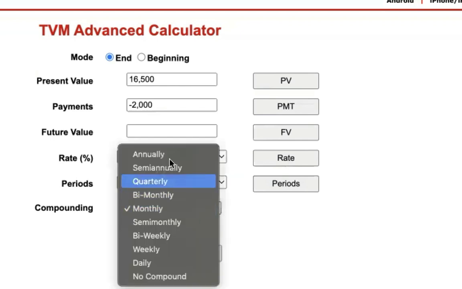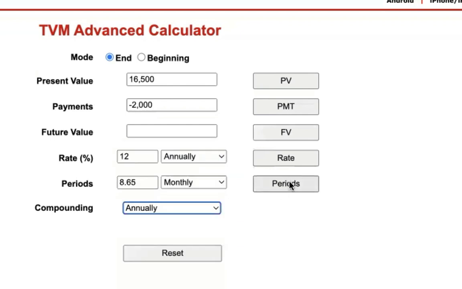Now, if this is not compounded monthly but annually, you will see that it's only a slight difference, 8.65, 8.63. So actually, if you round it off to the nearest whole number, you will get 9. So 2 times 9 is 18,000. 18,000 minus 16,500 is 1,500 of interest, right? So yan na ngayon ang reckoning mo. 9 months paying 2,000. Okay?